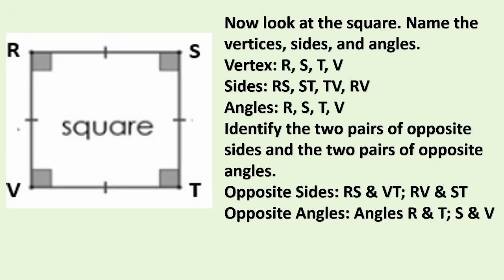So we have here opposite sides, line RS and line VT, and line RV and line ST. Opposite angles, angles R and T, and S and V.